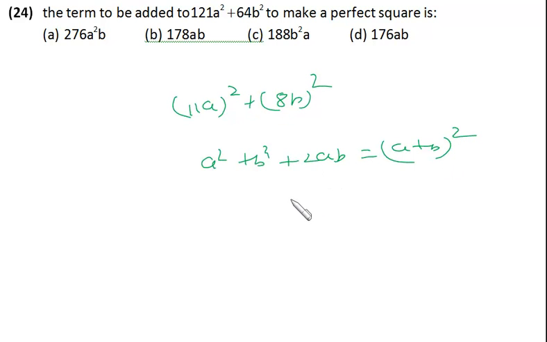So 2ab is what? 2 into a is 11a, and b is 8b. So what we need to add: 11 into 2, 22, into 8, 176ab. 176ab. Pretty simple.